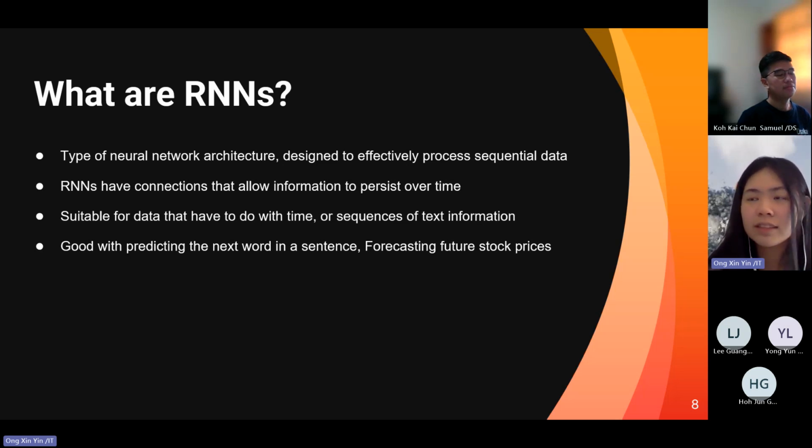Some use cases of recurrent neural networks include predicting the next word in a sentence or future stock prices.